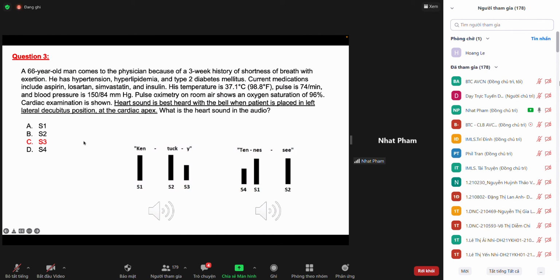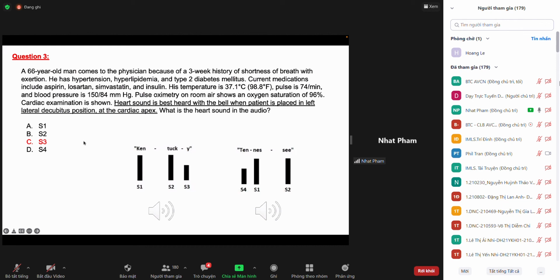For S4, it usually happens in the late diastolic phase, due to the contraction of the atrium against the high ventricular pressure.